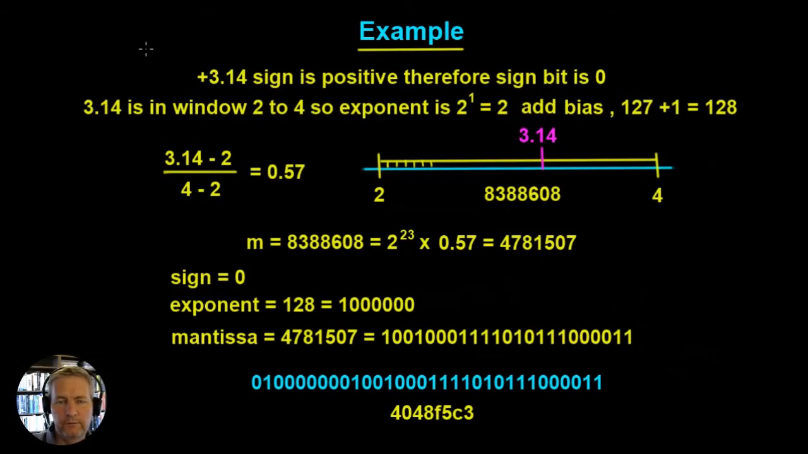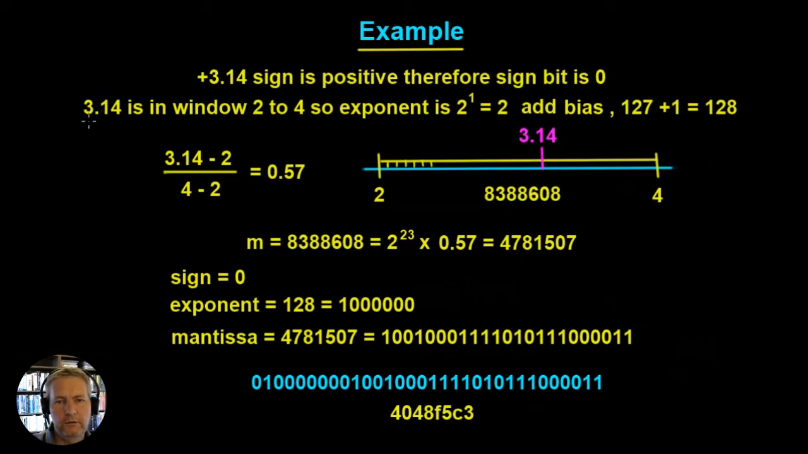So as always with floating point numbers, it's always best to see and understand by example. So let's say for example we're looking to represent pi to 2 decimal places, which is just going to be a value of plus 3.14. So we can split it into 3 parts here. We know that it's a positive, so we know that the sign is positive, therefore the sign bit is going to be a 0.